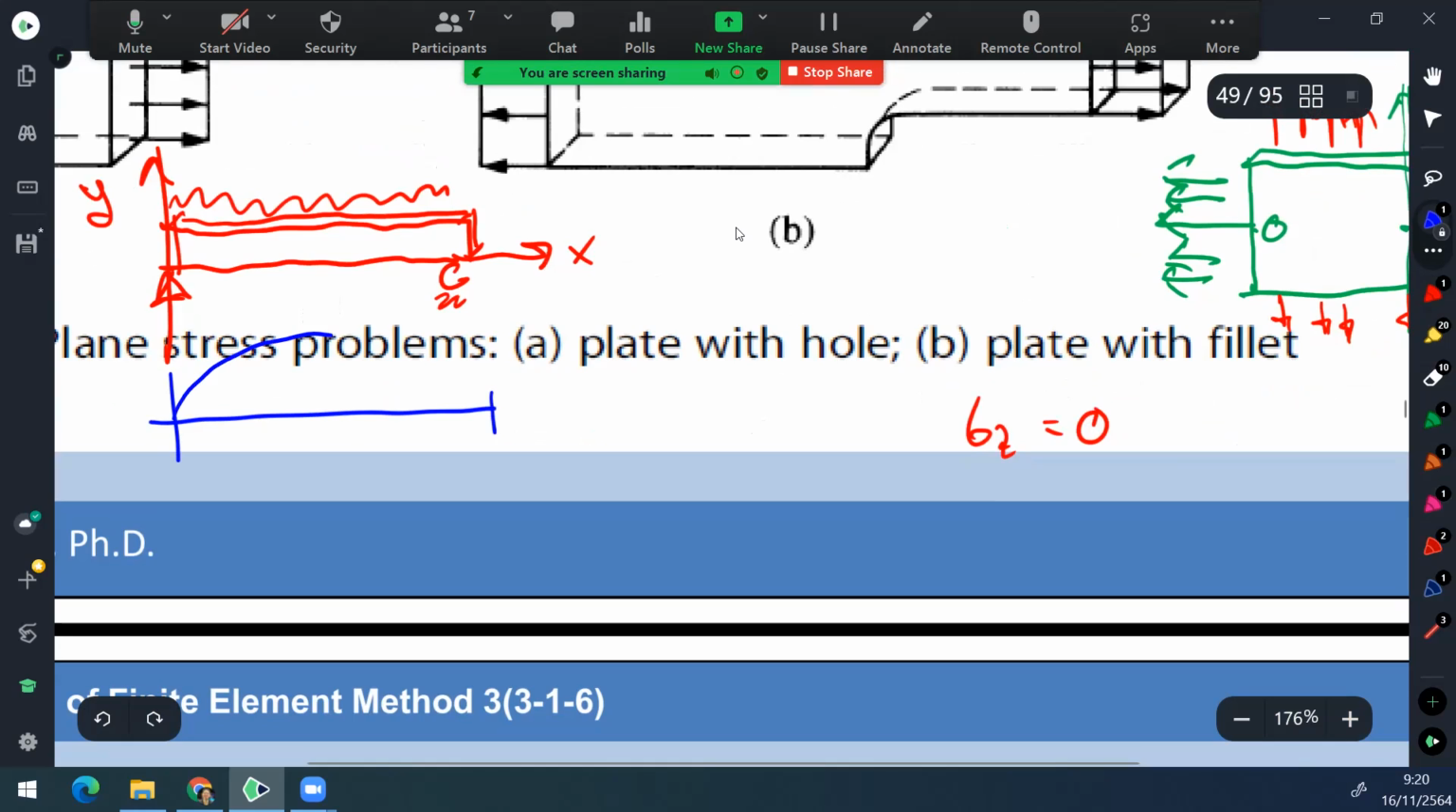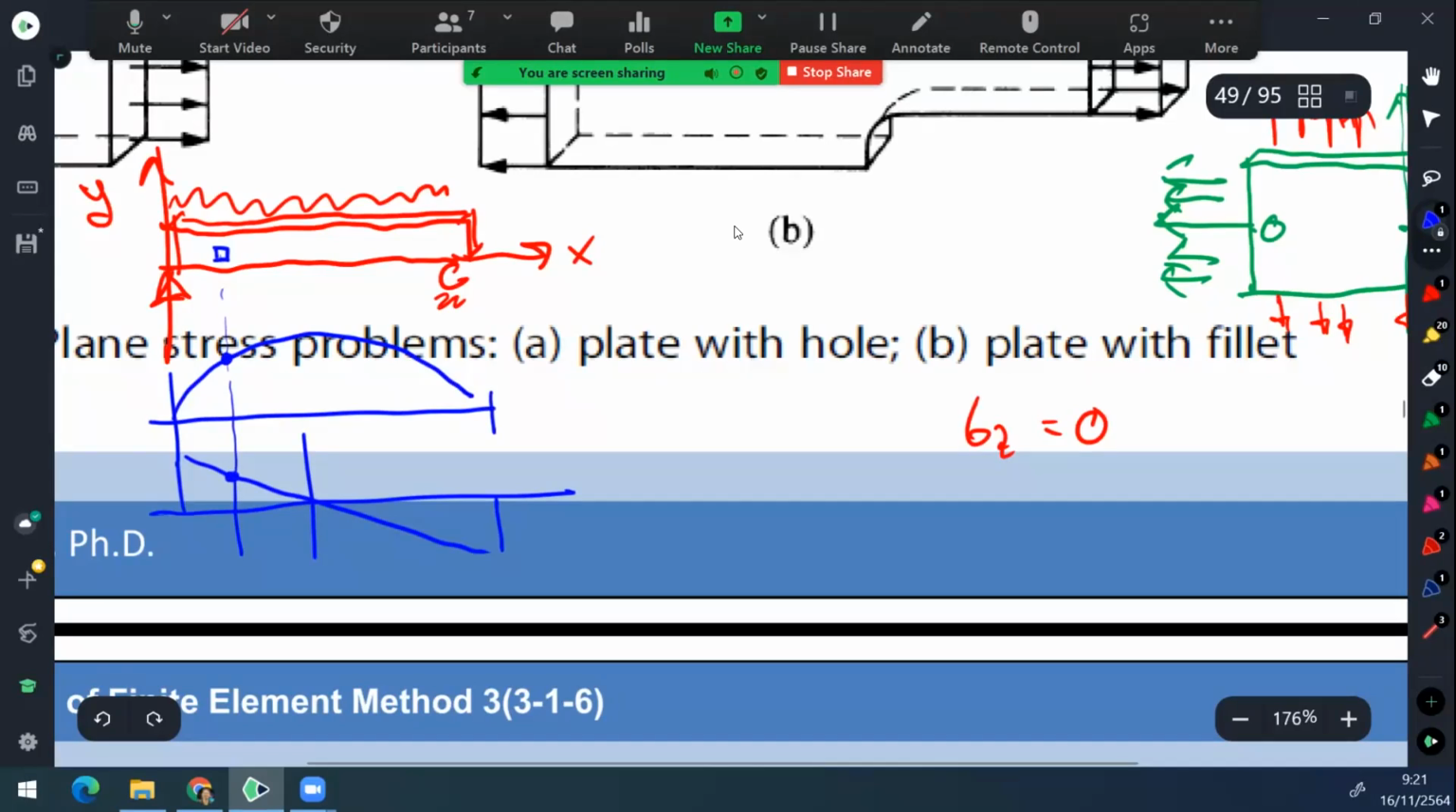We have the bending moment diagram like this, and we have the shear force diagram, maybe like this. If we consider the element over here, we have the moment over here and the shear force over here. So what is the state of stress of this element on the beam?